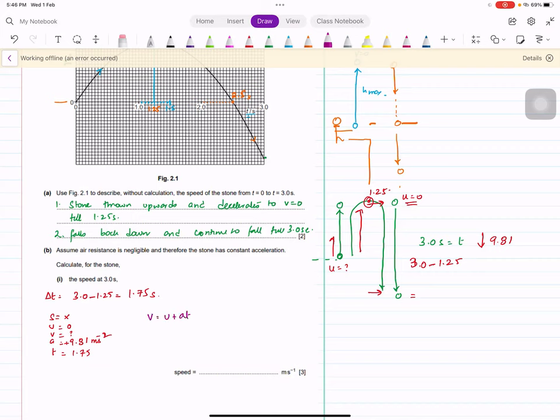So then we are saying this is V. This is zero. This is 9.81. And the time is 1.75. What do you get? Seventeen point two meters per second. Do you guys understand this? So my advice to you is that always draw. Always. All right. So that will help you visualize stuff.